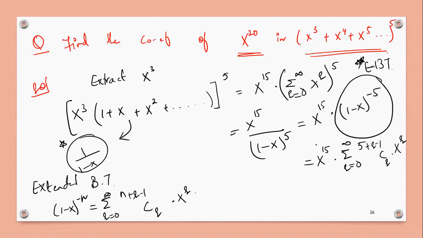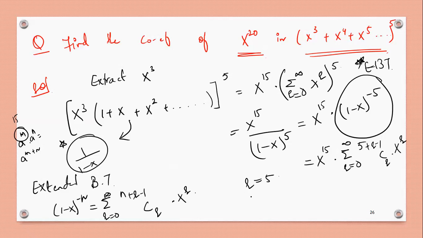Now what should we multiply x power 15 with? What value of x power r should we multiply x power 15 with to get x power 20? So this is the basic thing: a power m into a power n is a power m plus n. So a power m is 15. What should we add to 15 to make it 20? So what will be the value of r? The value of r will be 5. So let's take the value of r as 5.